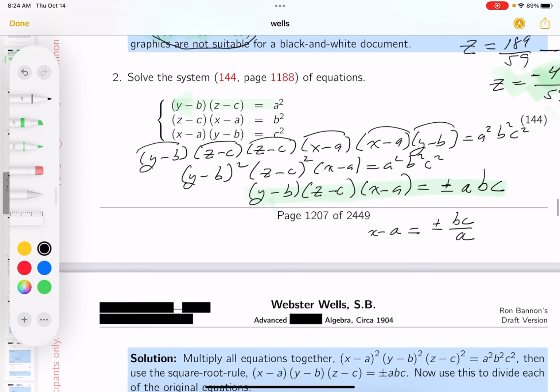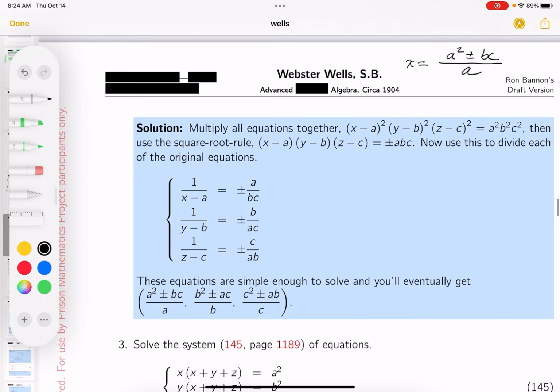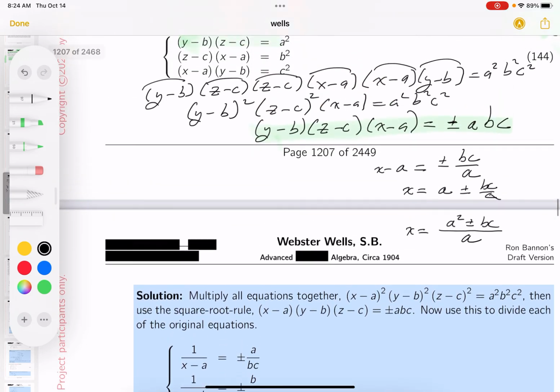I know what x is now. So what's x going to be equal to? X will equal plus or minus b squared over c, whoops, over a, sorry about that. X equals, and we'll check the key later. This would be a squared plus or minus bc over a. All right? So, let's check. Well, that's a miracle. We got it right here. Okay? Let's do the other one.